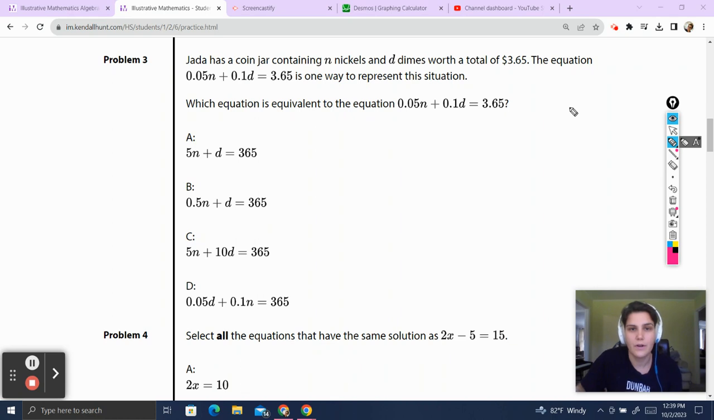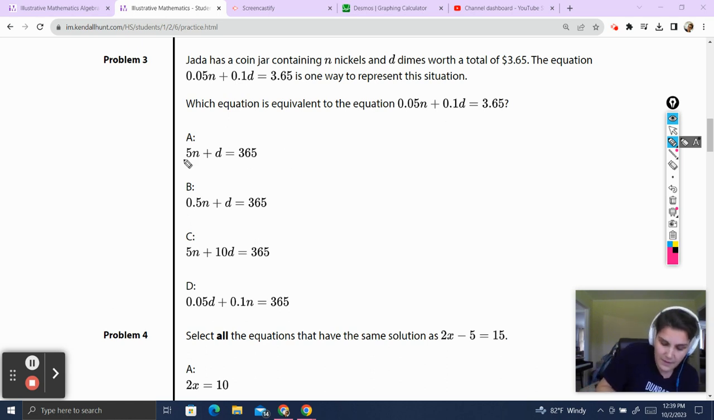Jada has a coin jar containing n nickels and d dimes worth a total of 365. The equation 0.05n plus 0.01d is equal to 365 is one way to represent the situation. Which equation is equivalent to the equation above? Okay. Well, when I see 0.05, I realize it's talking about the amount of $1, so it's like 5 cents, and this over here is 10 cents, which just helps me situate what my question is asking.